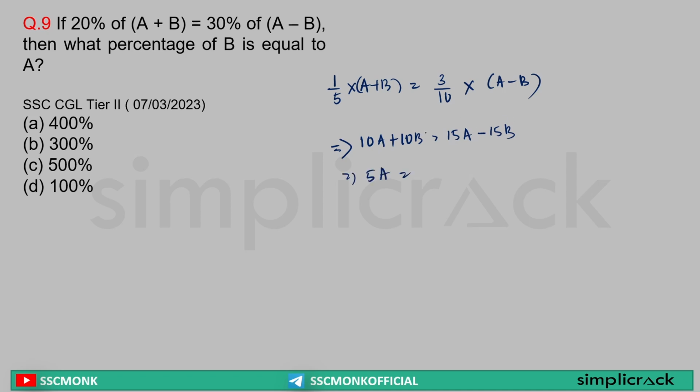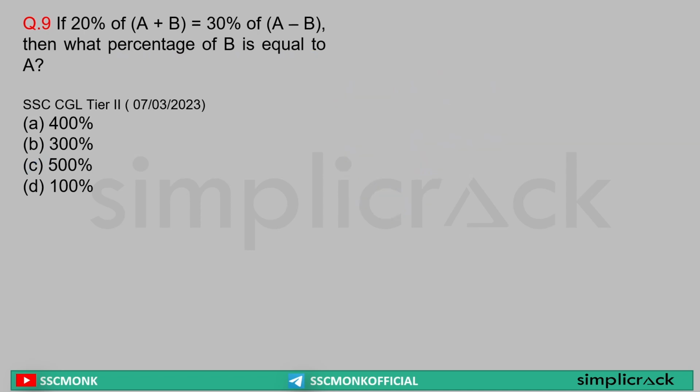10B minus 15B. So this will come to this side, so it will be plus 15B. So 10B plus 15B is equal to 25B. 5 5s are 25. So the value of A is equal to 5B. Now what is it saying? Then what is the percentage of B is equal to A? We can see A is 5 times of B. That means 500%. Very simple. Clear? Next.